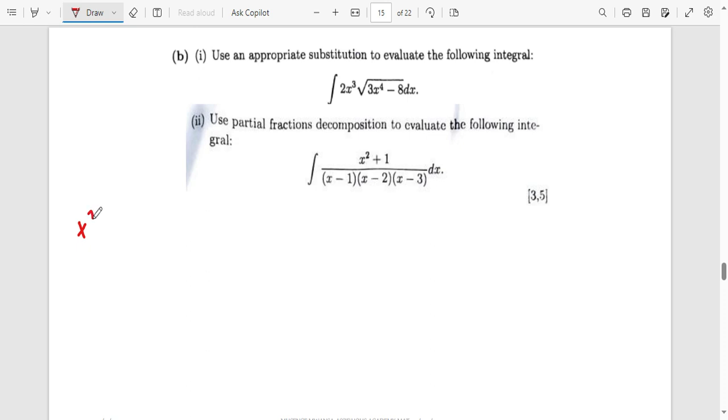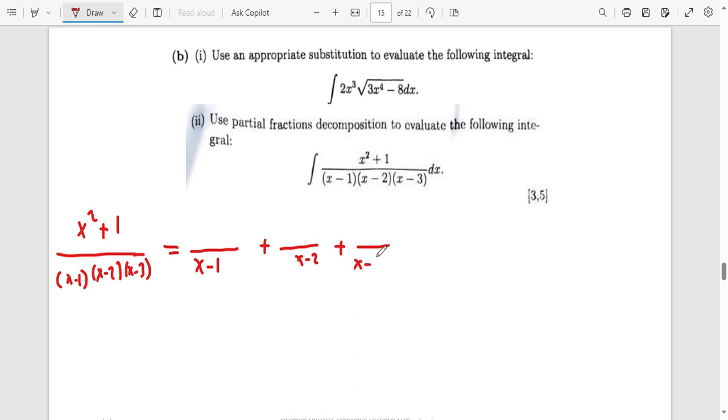So here first we'll break this into partial fractions: x squared plus 1 divided by x minus 1, x minus 2, x minus 3. So this is going to be equal to, look at the denominators, you have got A over x minus 1 plus B over x minus 2 plus C over x minus 3. As long as the denominators are linear, just add A on top, add B, add C. You can use any letters that you want. The next thing is, what we want to do is merge this as a single fraction.